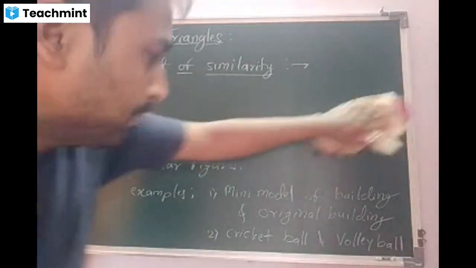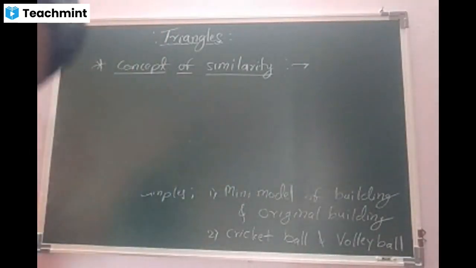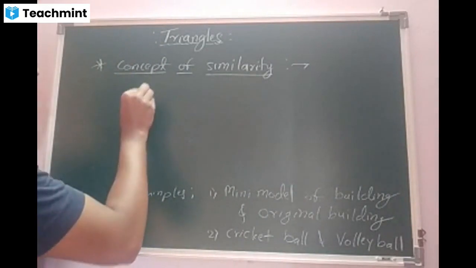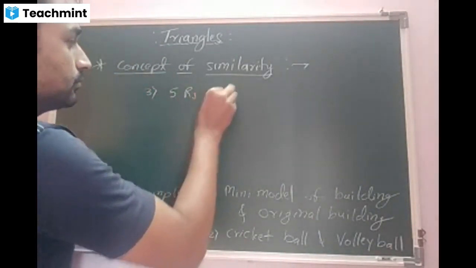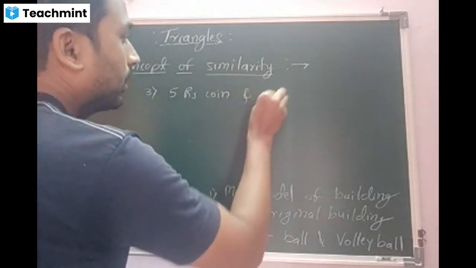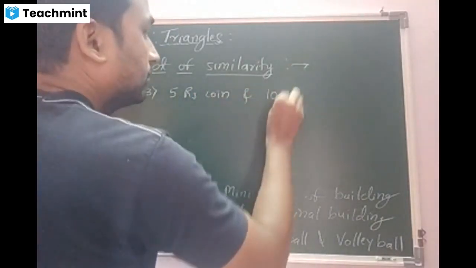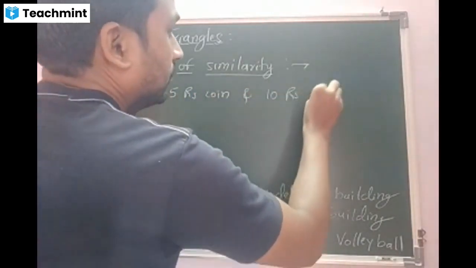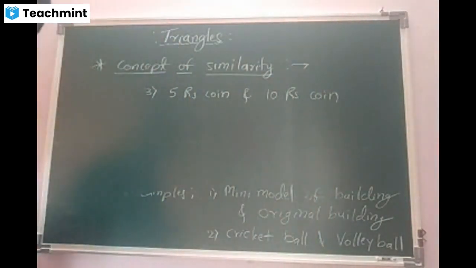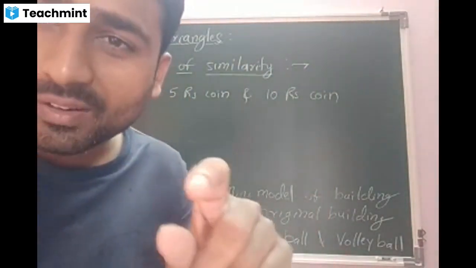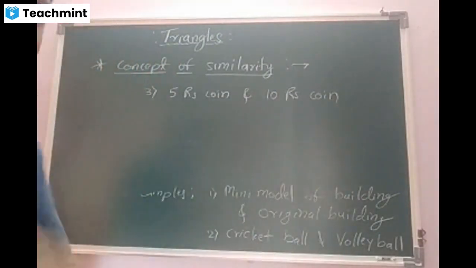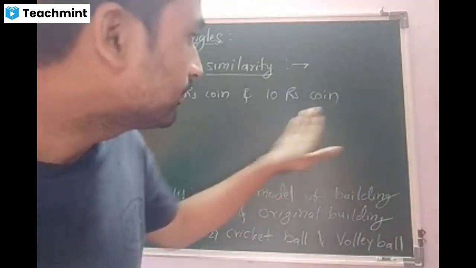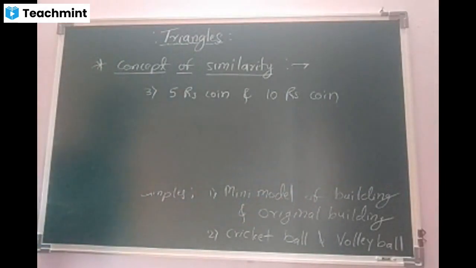Yeah, beta. Let me write a few more examples. Example number 3, 5 rupees coin and 10 rupees coin. Beta, but provided it is the flat one, flat of 5 and flat of 10 rupees. Clear? Yes, sir. Okay.